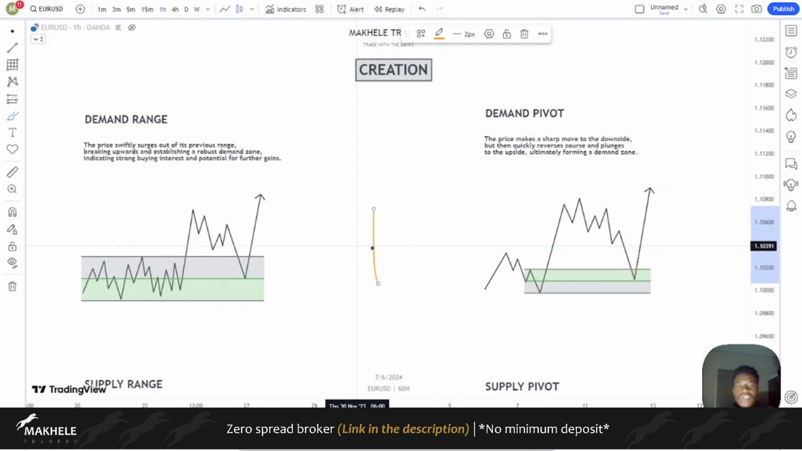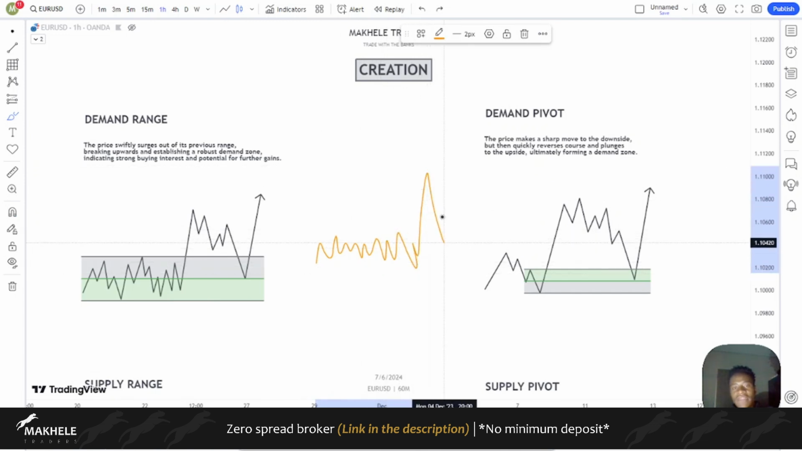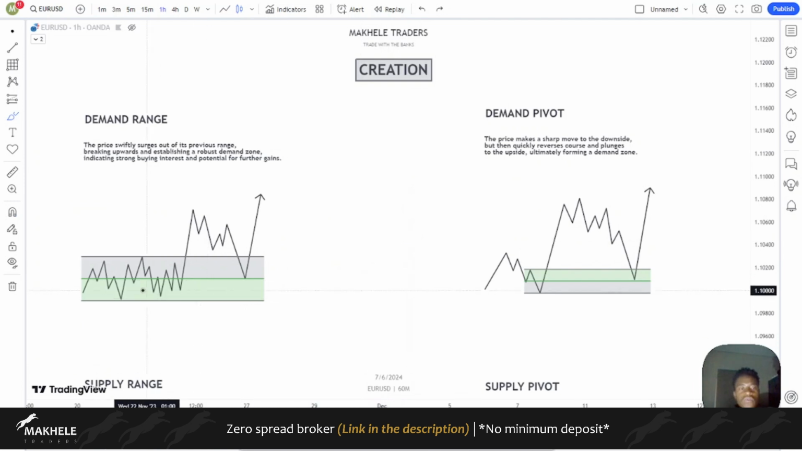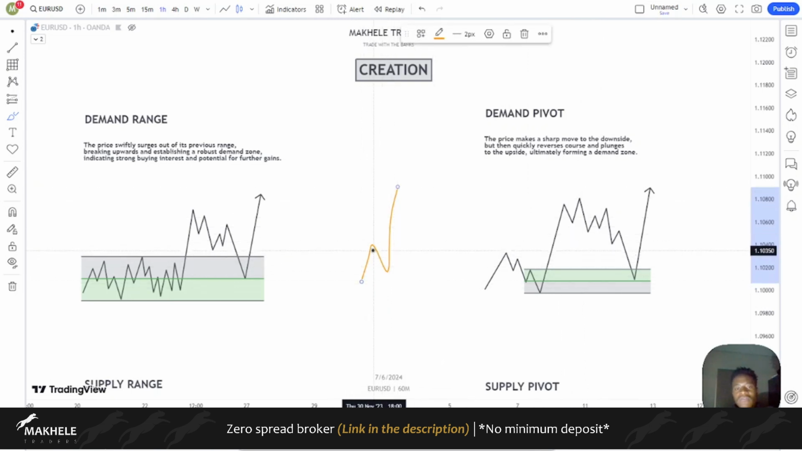So the difference between these two is that on the left, the demand range, we have a range. Price will create a range before it shoots to the upside and then comes to mitigate and continues to the upside. So if we have a range, initiation, mitigation, and continuation. I hope it makes sense, guys. But on the right side, what we have is a V shape like this. It's a quick in and out move, but the important thing is that it will break the previous structure like this and then retest here, then continue to the upside.